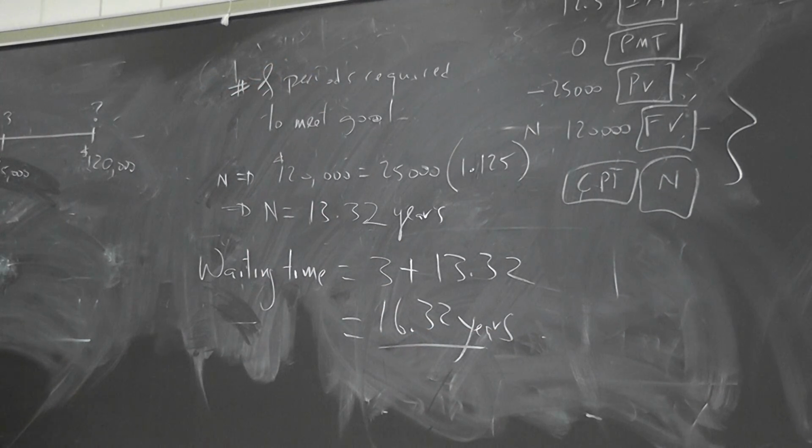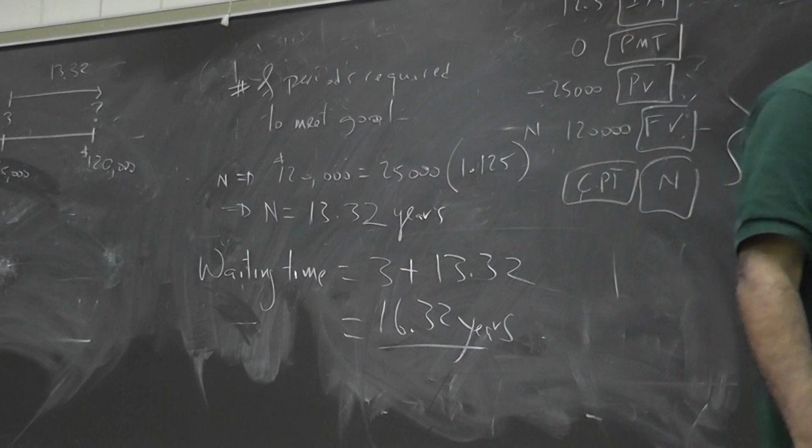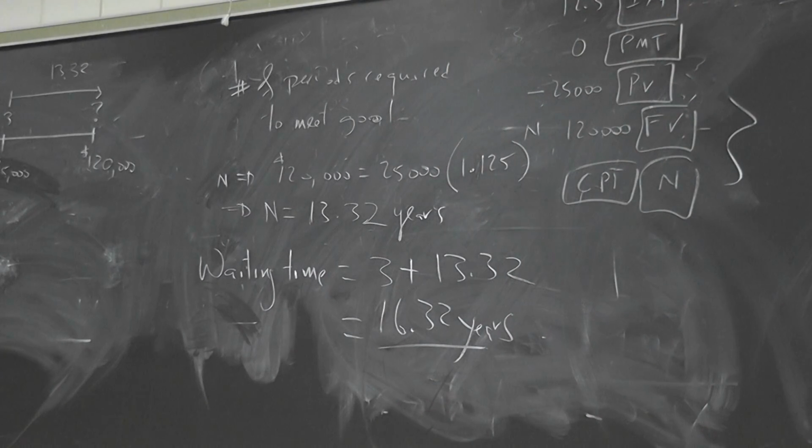Right, because again, that time that we just got is really from here to there, right? So that's 13.32, but we have to go 3 periods back, right? That's why we add 3. So it's like a little tricky. That's right. So that's why I did the timeline, right?